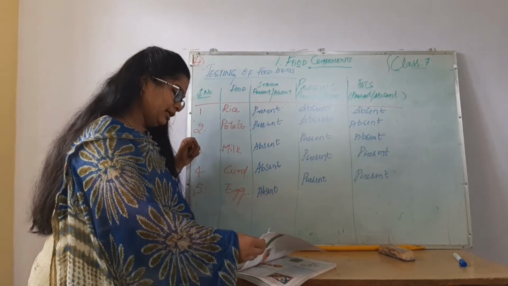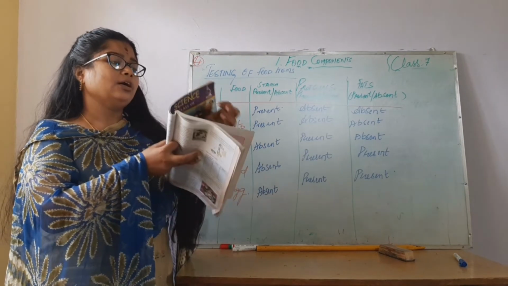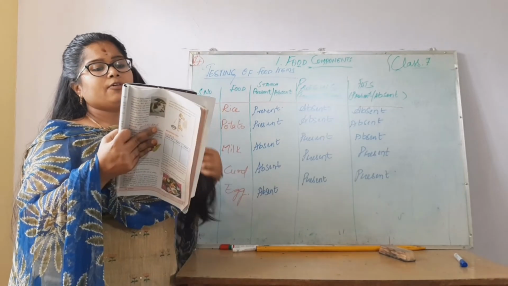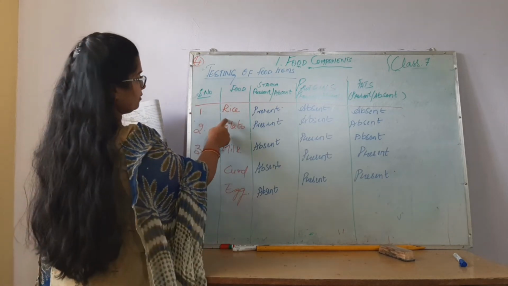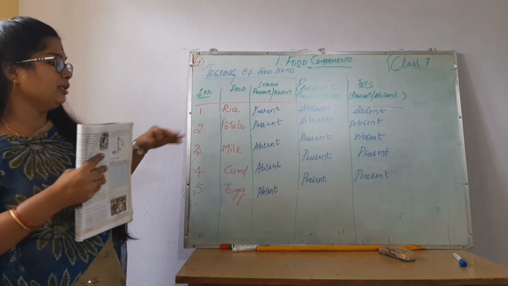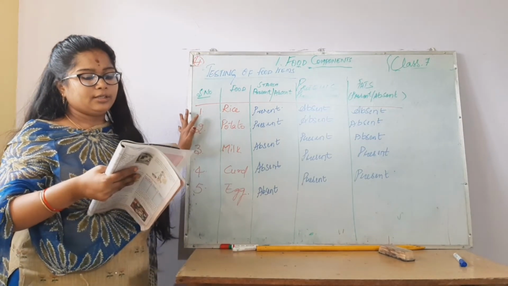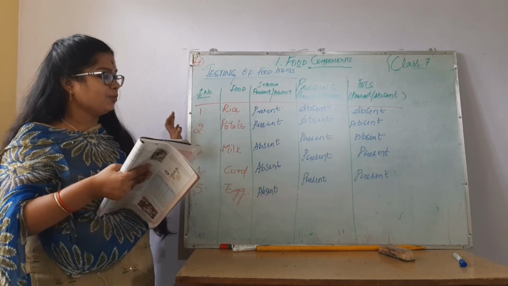And here are some questions for you. First, which foods show the presence of starch? Rice, potato, maize, all these majorly show the presence of starch. Which nutrients are present in milk? In milk, proteins are more.